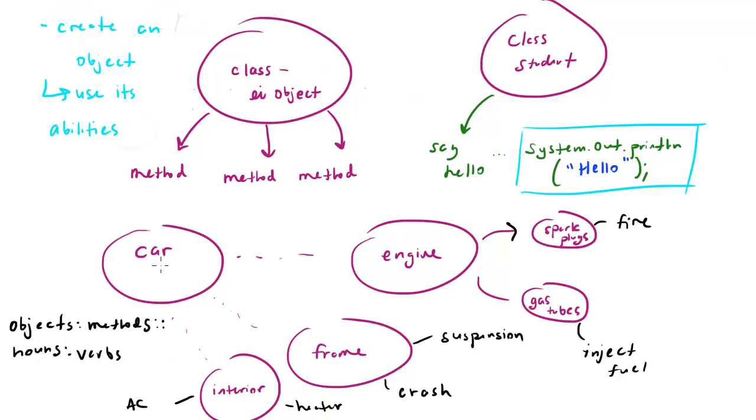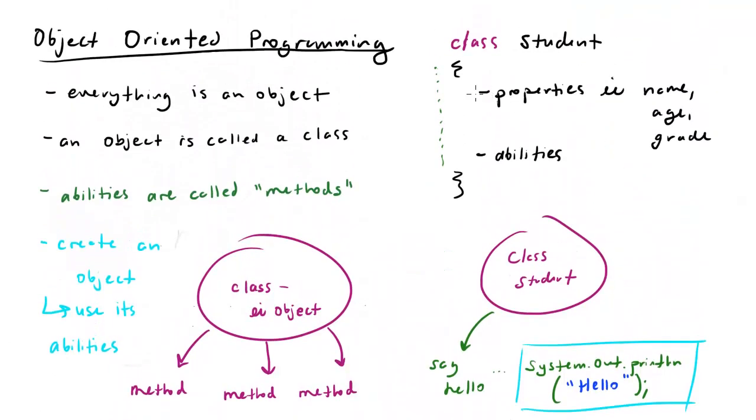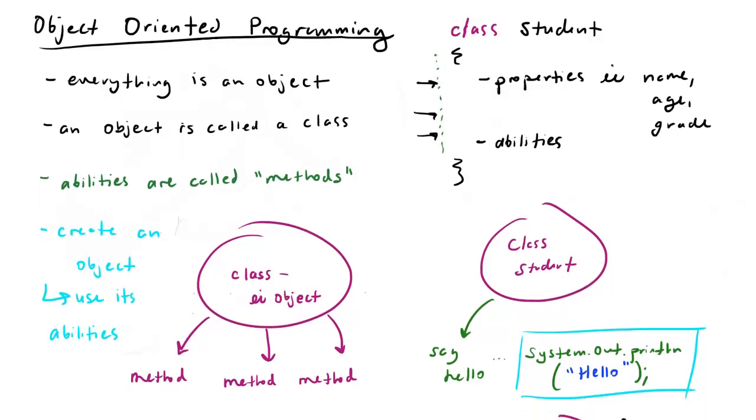And so think about that. Car, engine, frame, interior, spark plugs, gas tubes. I'm not so much of a car guy, but those are all things that you can create. They have properties. They have colors. They have textures. They have weights. They have all sorts of things that you could assign to them, just like I gave the example that we could assign properties to a student here.